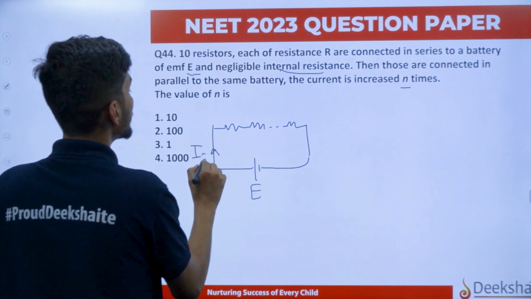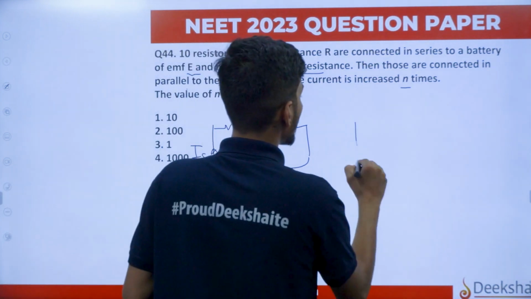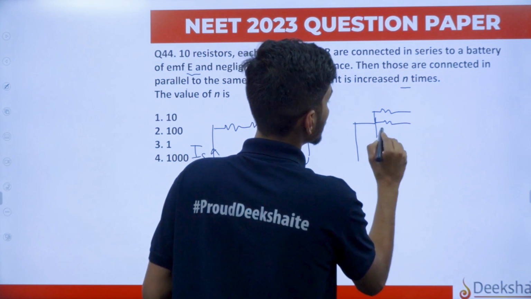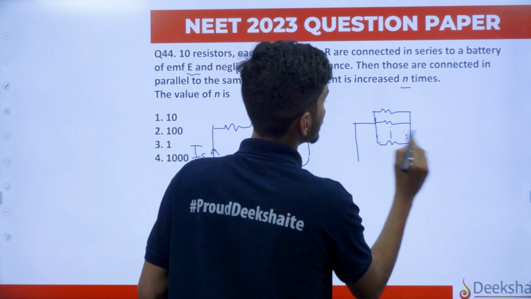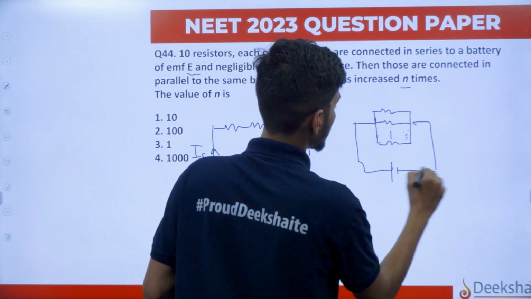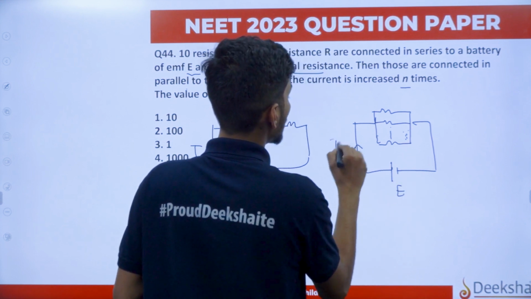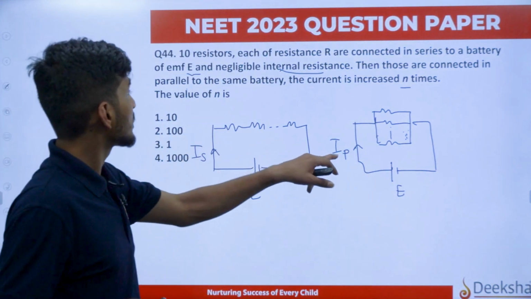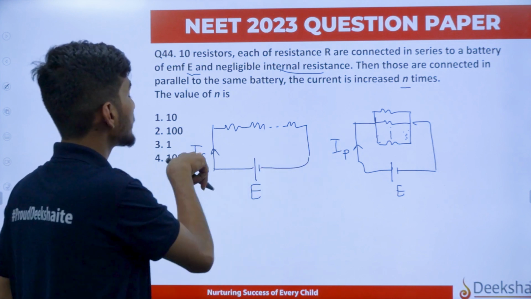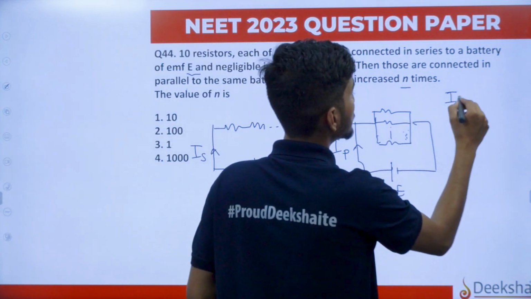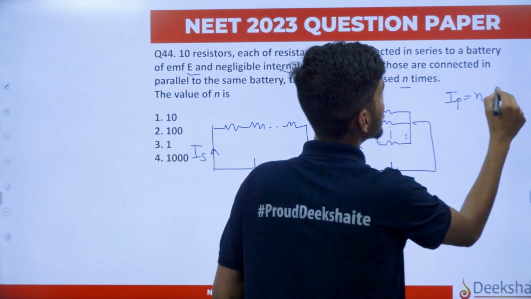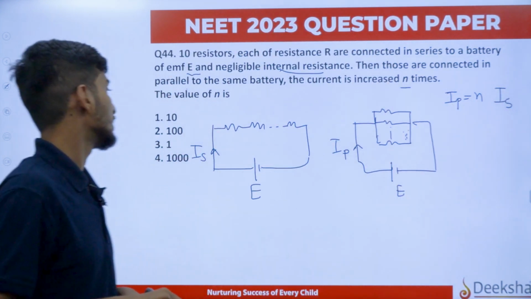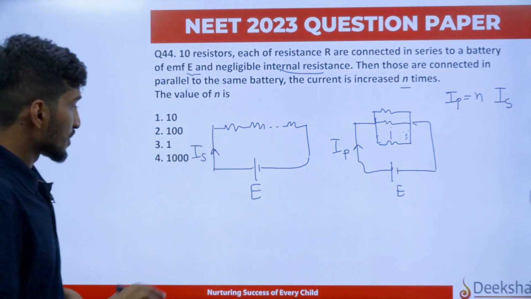Let's call this current I series, and then they were connected in parallel like this, to the same battery. Let's call this current now the current in parallel. They're saying that this current is n times this current. I_P is said to be n times I series. So they are asking us to calculate this n. Okay, all right. So how do you do this?